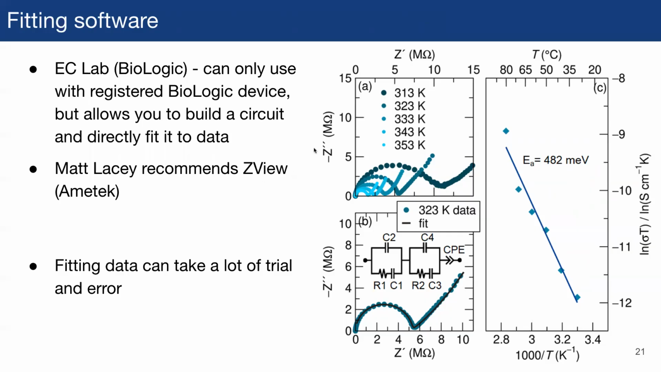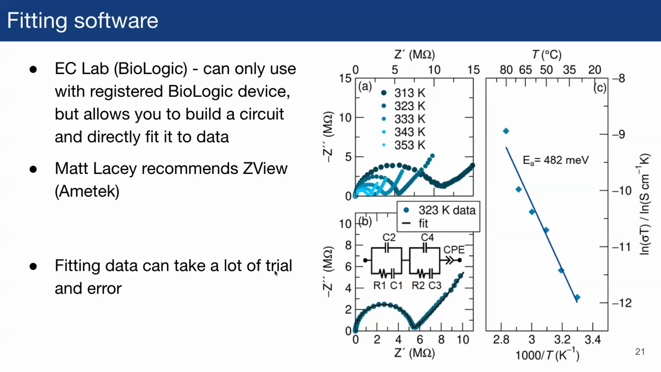I'm not sure if you need a license for ZView. I know you might need a license for zplot, which is basically a method of communicating with your frequency analyzer. But I believe that ZView is actually free. So you build your equivalent circuits, and in the process of building these equivalent circuits, we can fit them and then start to back out conductivities. And if we measure conductivities as a function of temperature, we can start to back out an activation energy for conduction.